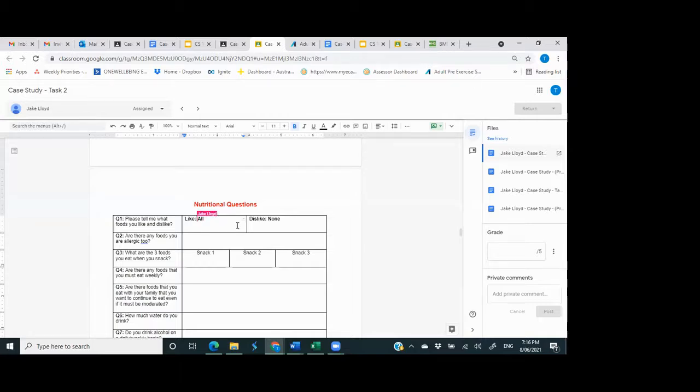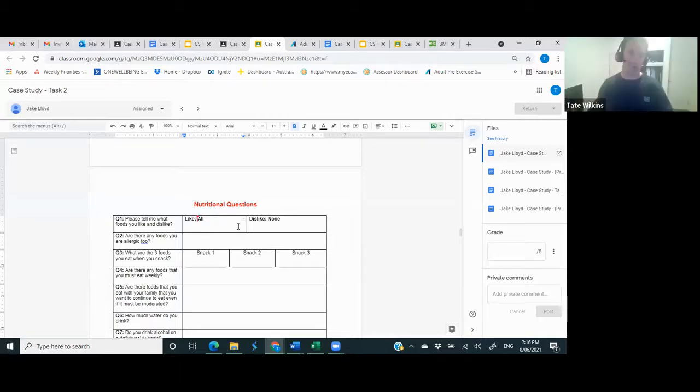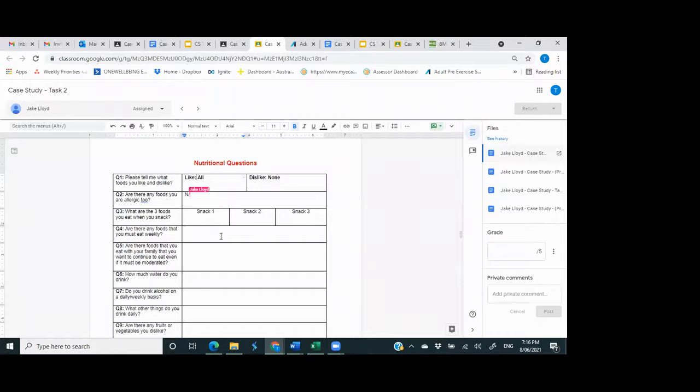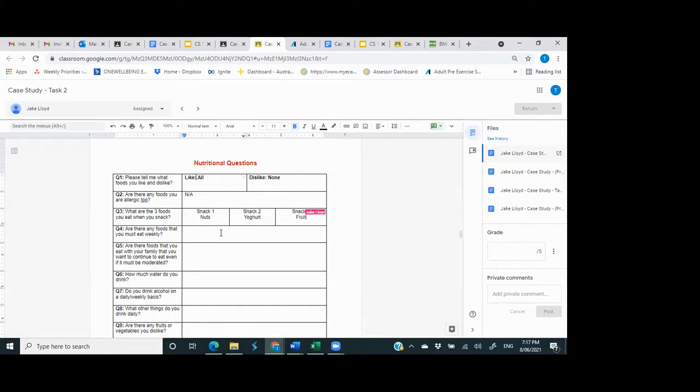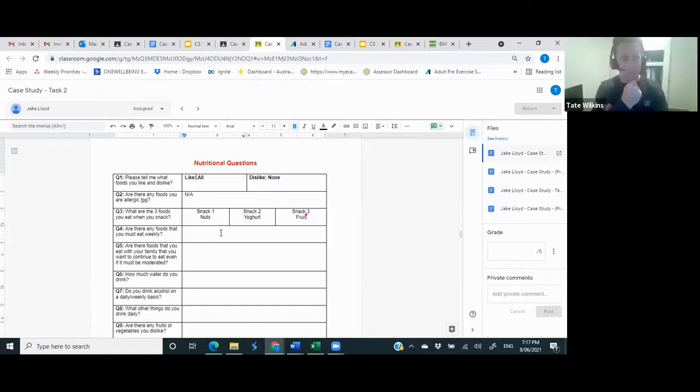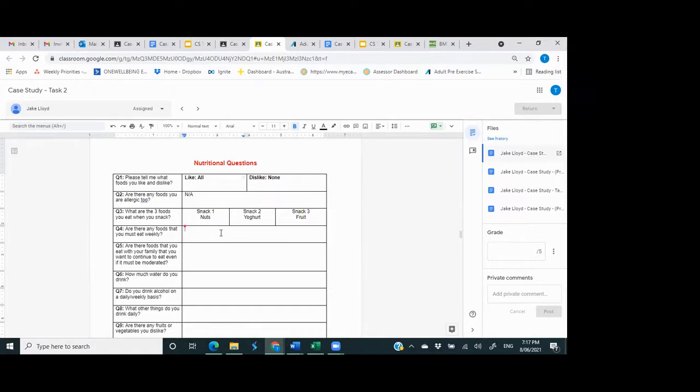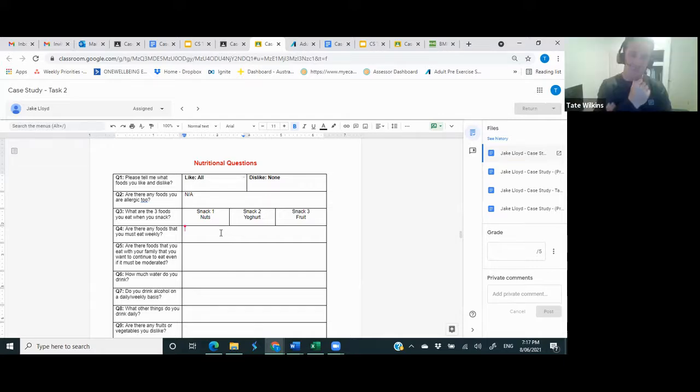Any food you're allergic to? Because the one or two answers might make a big difference in terms of how we write their program. No. What are 3 foods you eat when you snack? Snacking, write down nuts, yogurt, and fruit. Healthy, man. Try to be. Are there any foods that you must eat weekly? No. Maybe an afternoon Sunday beer.